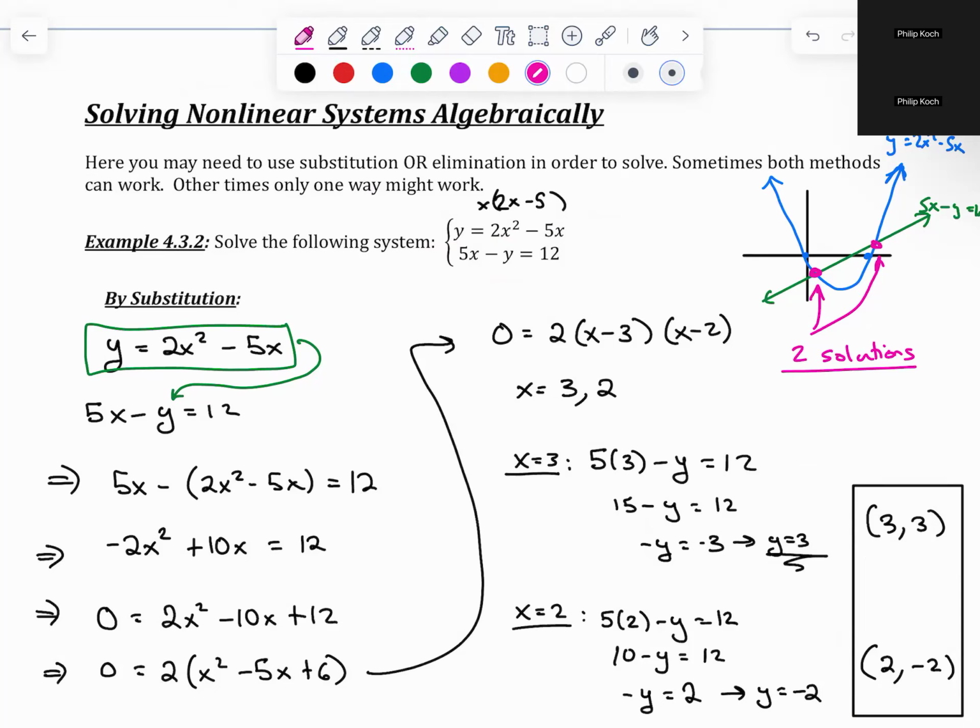And check 3 comma 3 in this equation. You'll guarantee it'll work. Plug in 2 for x and -2 for y. It'll work. I guarantee it. Okay? Any questions on that?